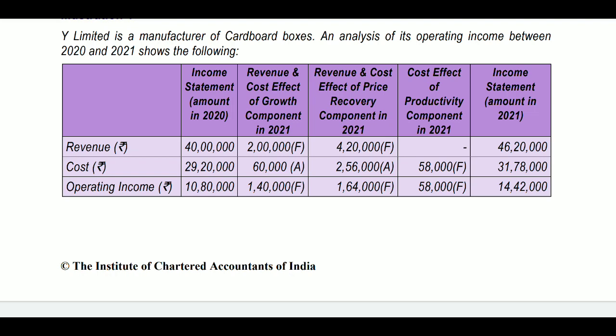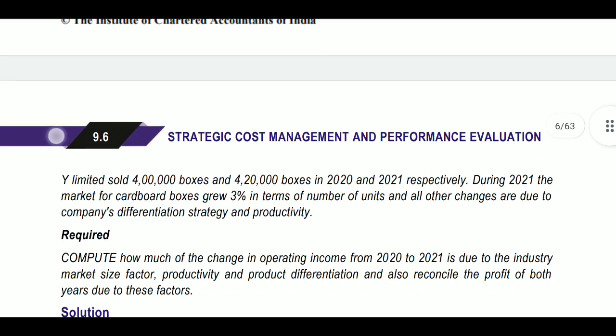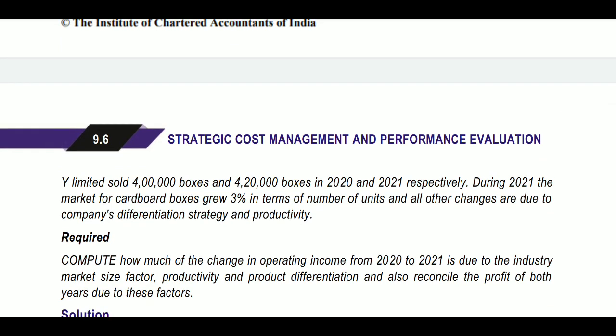Now, what are the changes? For the changes, we will see that Y Limited sold 4 lakh boxes in 2019 and 4 lakh 20 thousand boxes in 2020. So the current year is 4 lakh 20 thousand, against 4 lakhs last year. So 4 lakh 20 thousand minus 4 lakhs, 20,000 was the increase.